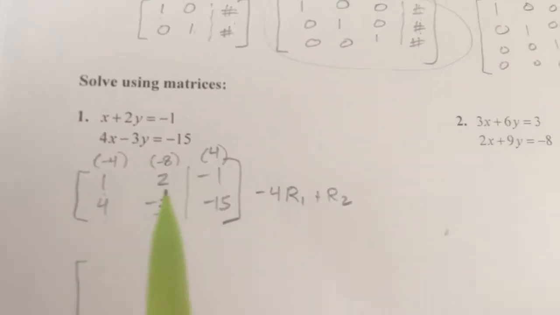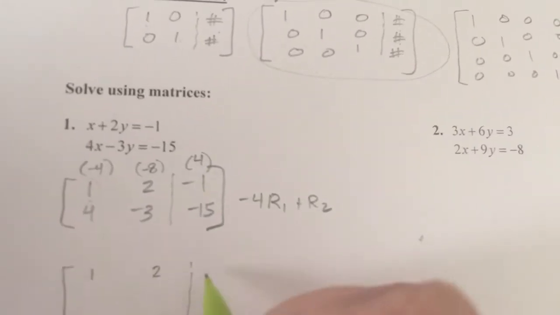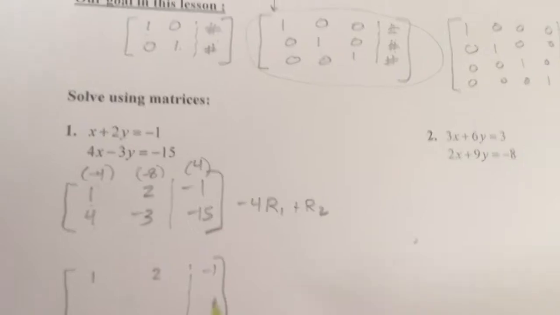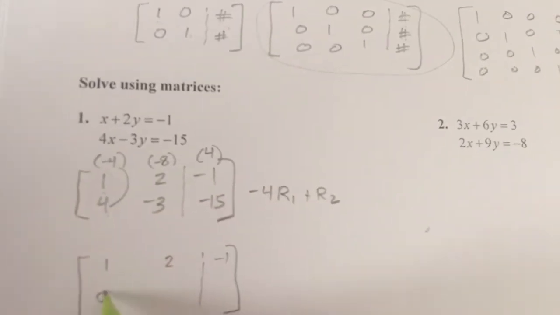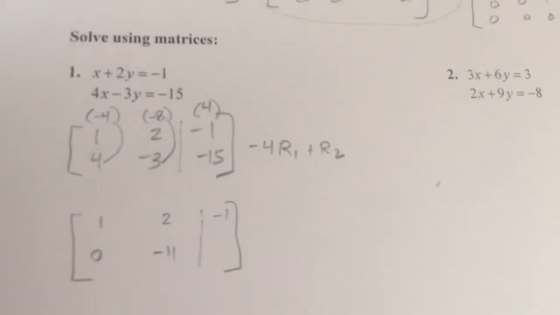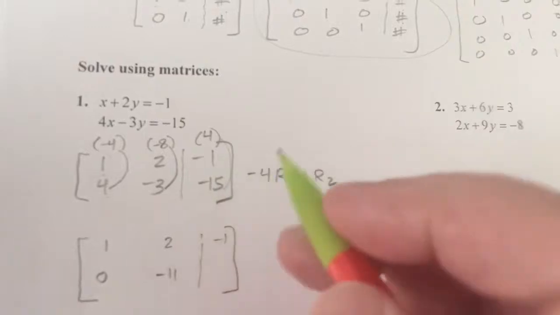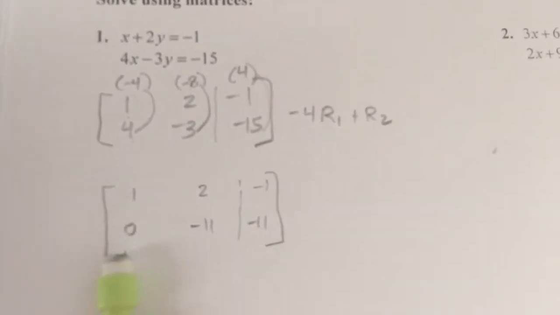Now the numbers in parentheses never become a permanent part of the problem, so 1 and 2 and negative 1 stay in my problem. But then I take the number that's in the parentheses and add it to 4, and that gives me 0. Negative 8 and negative 3 add together and give me negative 11. Positive 4 and negative 15 add together and give me negative 11. So column 1 is done.